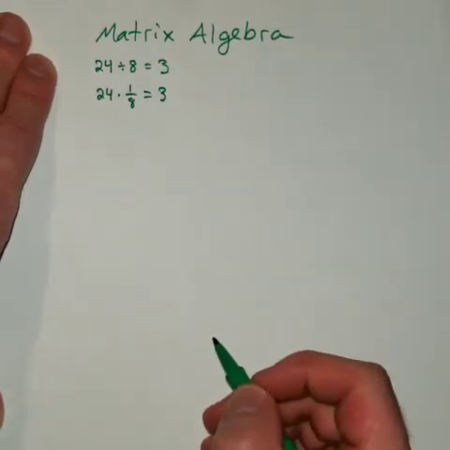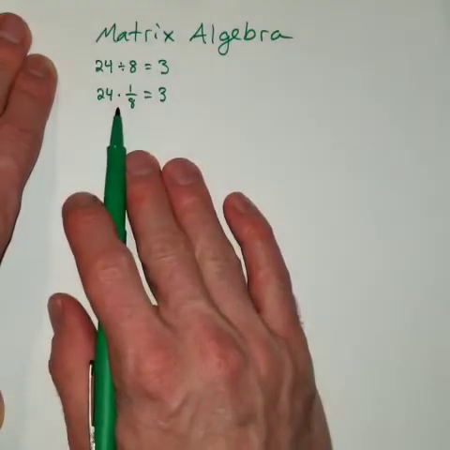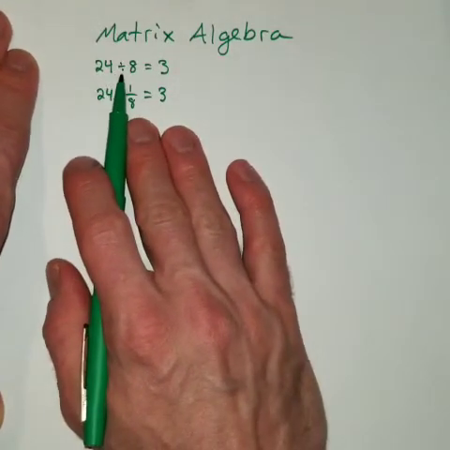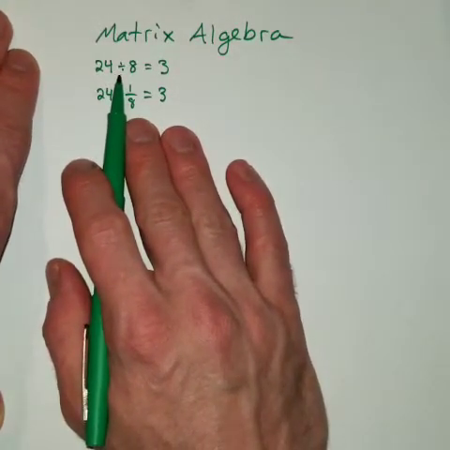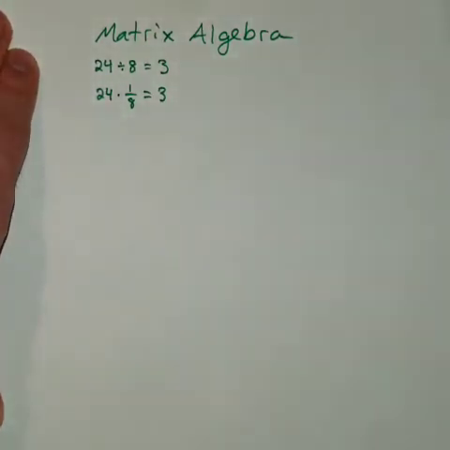Now in matrices we have a similar process. We know how to do multiplication with matrices, but we don't actually have a division. And so instead of dividing, we're going to be multiplying by the inverse of the matrix. We just have to find what the inverse is. We also have to define what an inverse is.